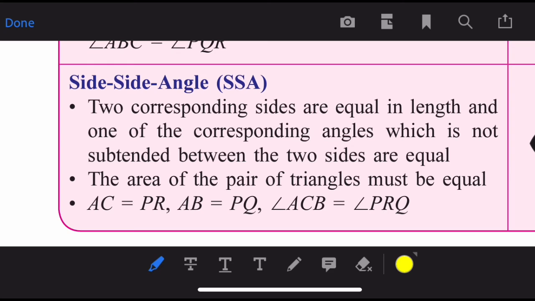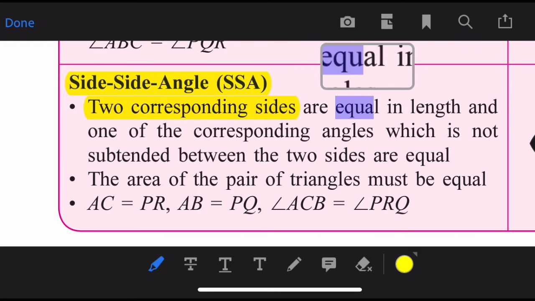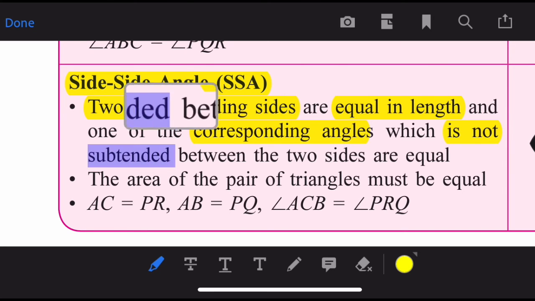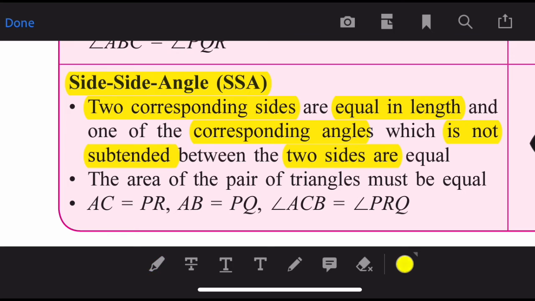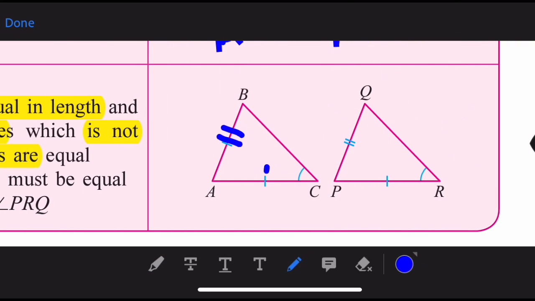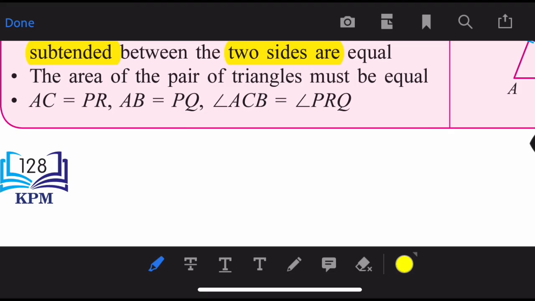How about side, side, angle? For side, side, angle, we have two corresponding sides equal in length, and one of the corresponding angles which is not subtended between the two sides is equal. So we have the two sides, and then this angle is not between the two sides. So we call it side, side, angle.